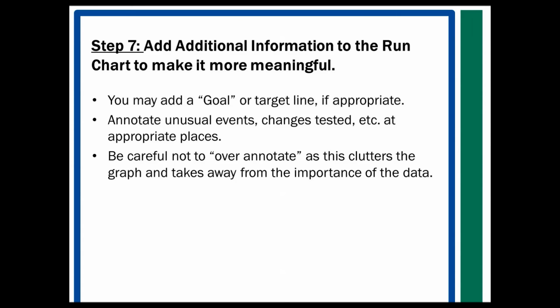If you annotate unusual events, it's helpful if you're looking back. And you'll see in the example later that we wanted to note if there was a change that we made. In Mark's previous example, they started using the script, and he annotated it so that they'd know if there was a drastic change in their measures after that point, then it's probably attributable to the change they made. You don't want to put in so many annotations that it clutters your graph and takes away from how easy it is to read or from the importance of the data.